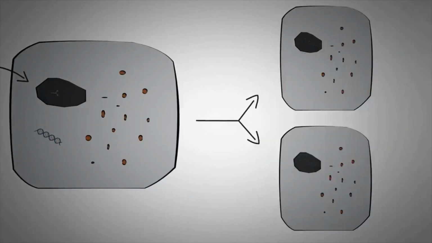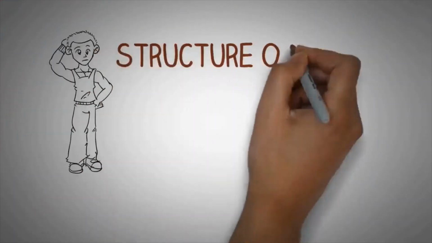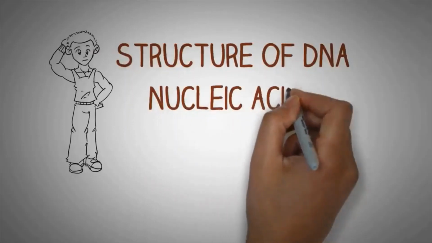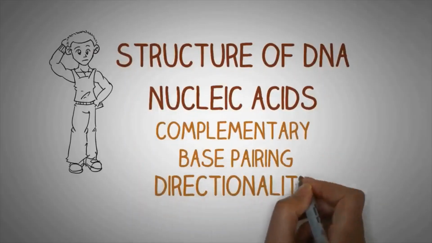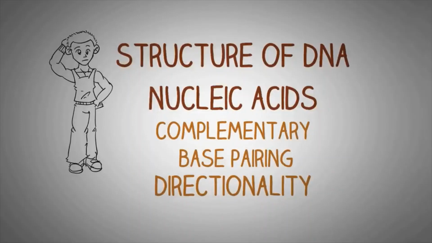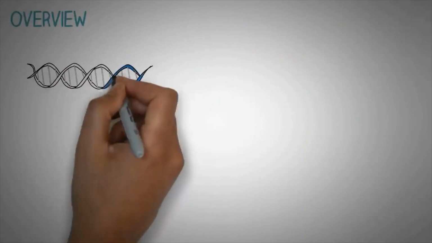Now, in the previous videos in this section, we discussed in detail the structure and function of the DNA, nucleic acids, and we also talked about the concepts of complementary base pairing and directionality. These concepts are essential for understanding the process of DNA replication, so make sure to watch both these videos for a better understanding of this section. Now let's talk about the overview of the process of DNA replication.